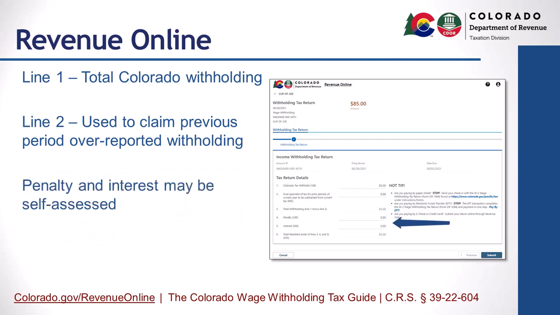Penalty and interest may be self-assessed if a return is not filed timely. If a return or payment is not timely and the penalty and interest is not self-assessed on the withholding return, the Department of Revenue will calculate the penalty and interest and send a bill.